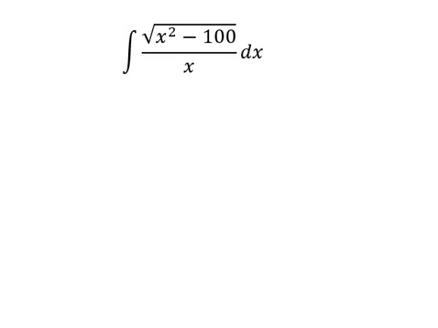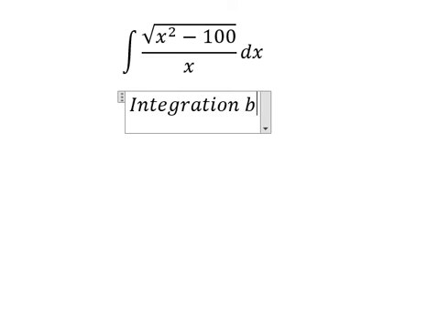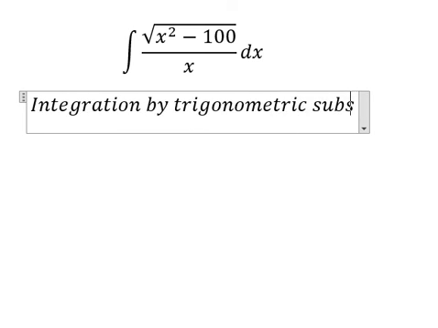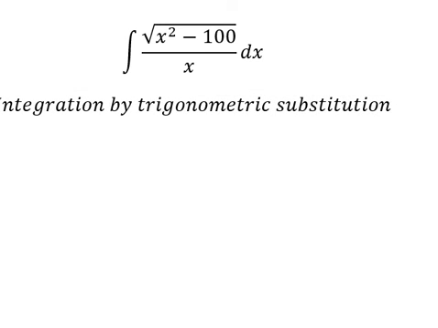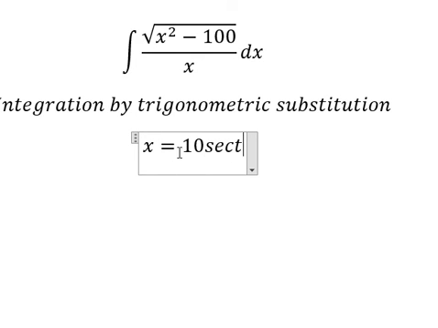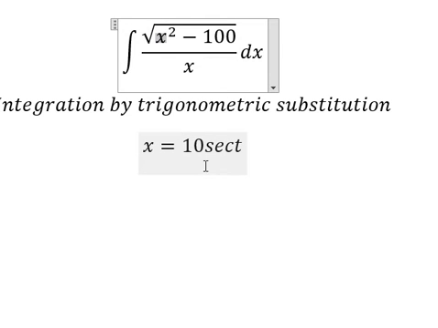We need to use integration by trigonometric substitution. So I will put s equal to 10 secant of t. So we put this one in here. You will get 100 secant of t square, and 100 we can factorize. Secant of t square minus 1 we can change into tan t square, and later we simplify the square root.